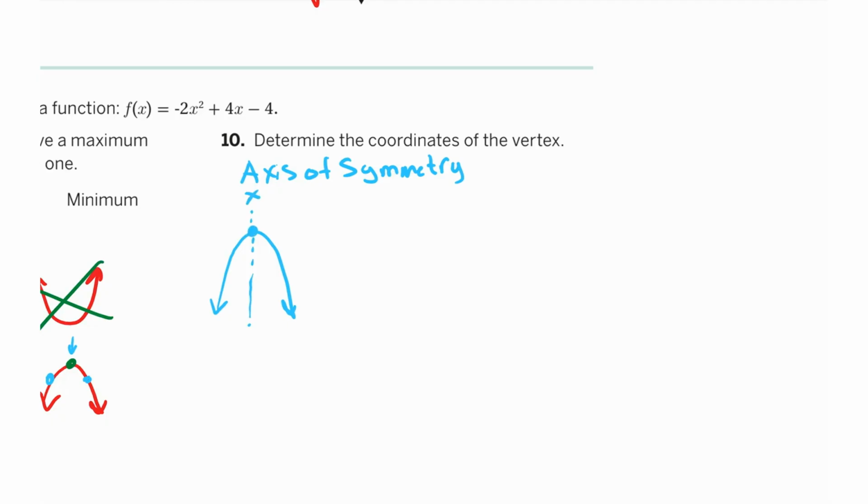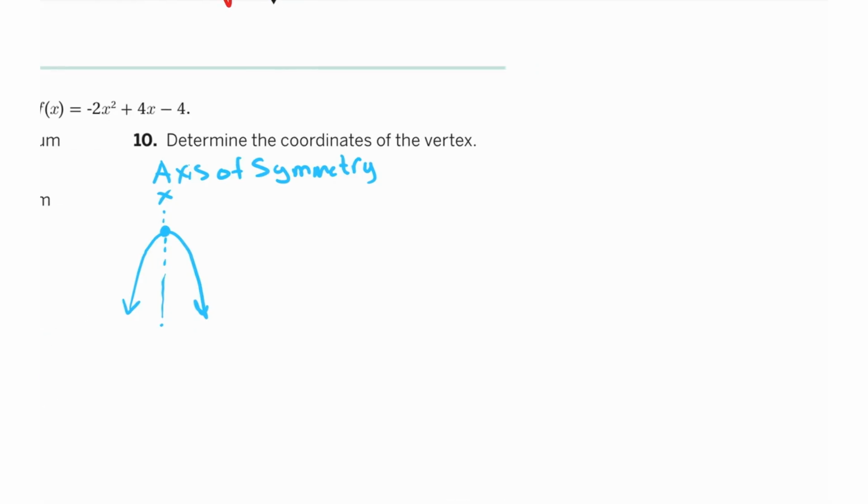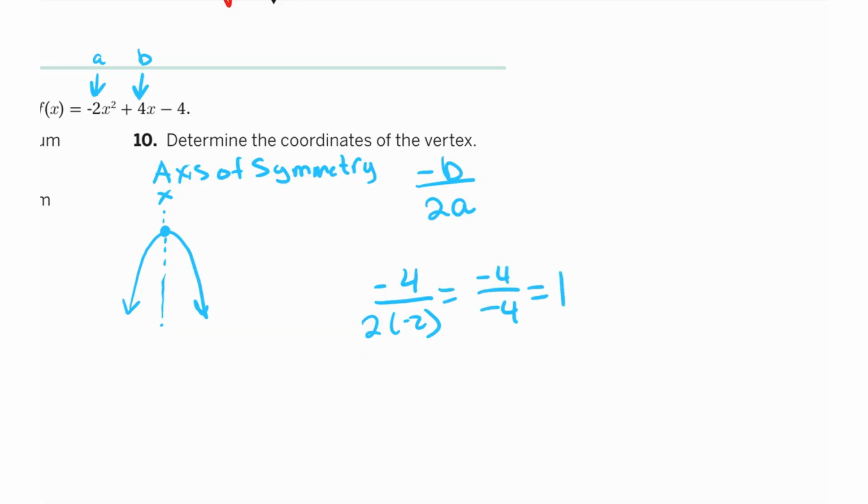And for the axis of symmetry, there's this equation that we use, and it is negative b over 2a, where b is this number right here, and a is this number right here. And so when I plug that equation in, I get negative 4, because that's b, over 2 times negative 2, because that's a, negative 4 over negative 4, which is now 1. And so I know that the x value of my vertex is 1. So when I finish this problem, it's going to be 1 comma something.